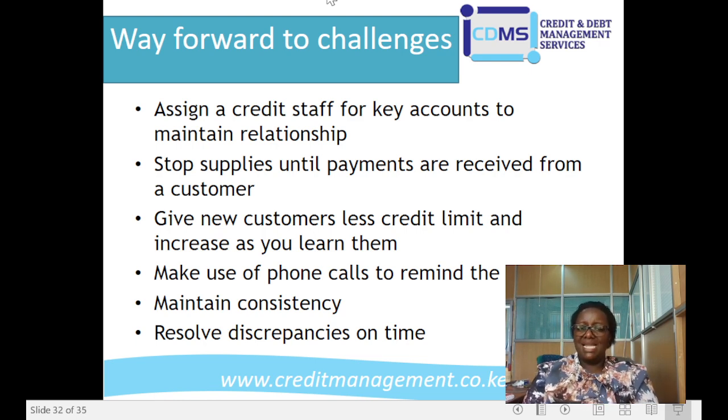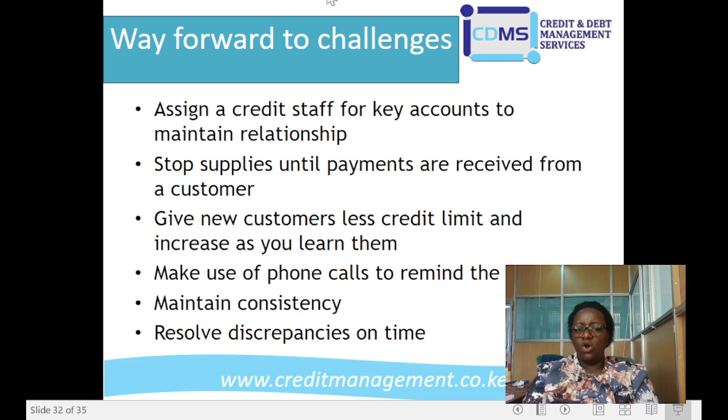Give new customers less credit limit and increase as you learn them. So do not just be generous to a new client. Allow them to grow with you. Check their potential by giving them a little room for credit. And if they prove to be good also, you grow the limit as they are purchasing from you.